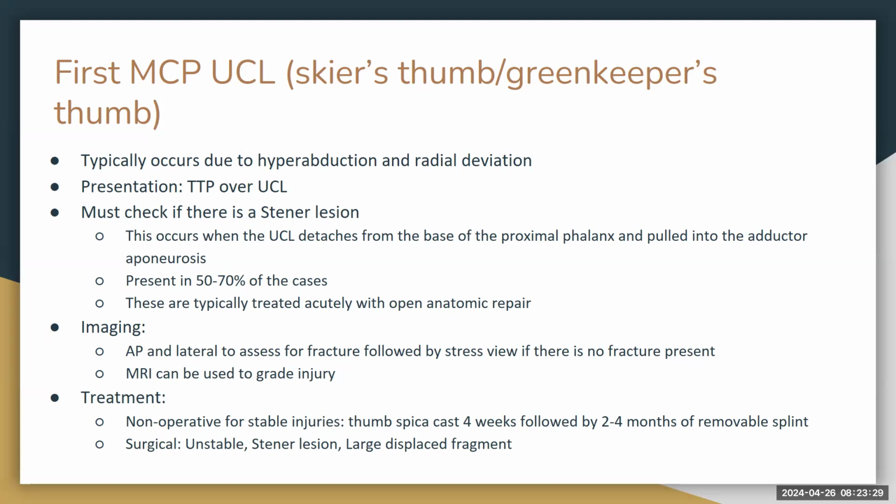Imaging, AP and lateral to assess for a fracture, of course, and then MRI if you want to grade it. If they're stable and don't have a Stener lesion, thumb spica for 4 weeks, followed up by 2 to 4 months with the removable splint, especially if they're doing contact sports. And then surgically, if they're unstable, Stener lesion, large displacement.